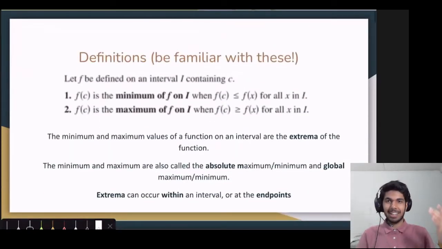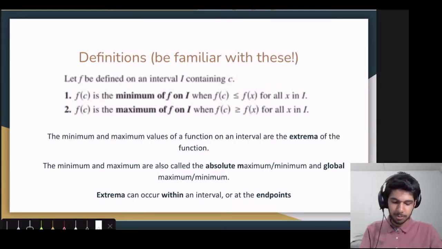So, as always, we'll do some definitions. We define a function f, well, rather, f is defined on an interval, which we'll denote with I, and it contains c, so c is some point within the interval. And then we say that f of c, the function evaluated at that point c, is called the minimum of the function f on the interval I when f of c is less than or equal to f of x for all x in I.